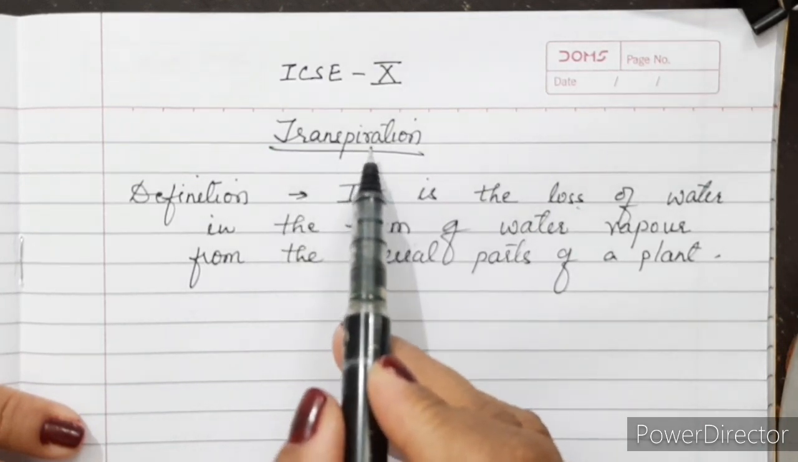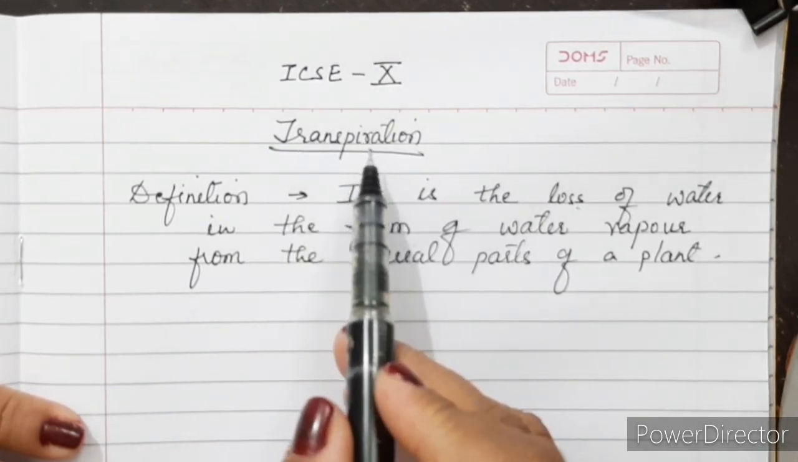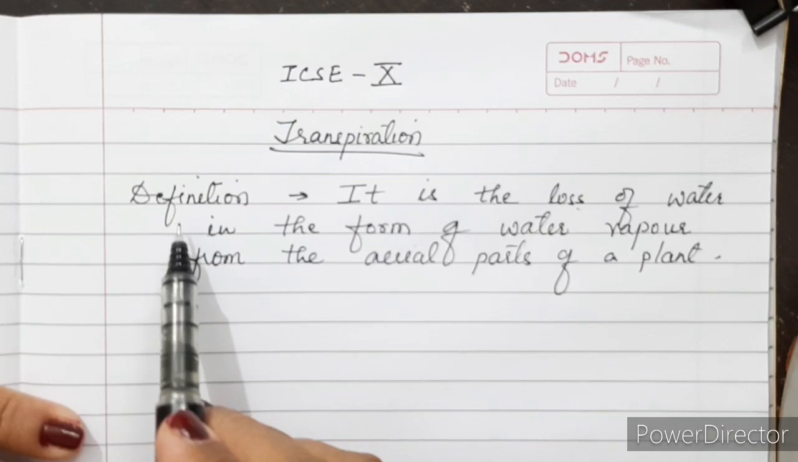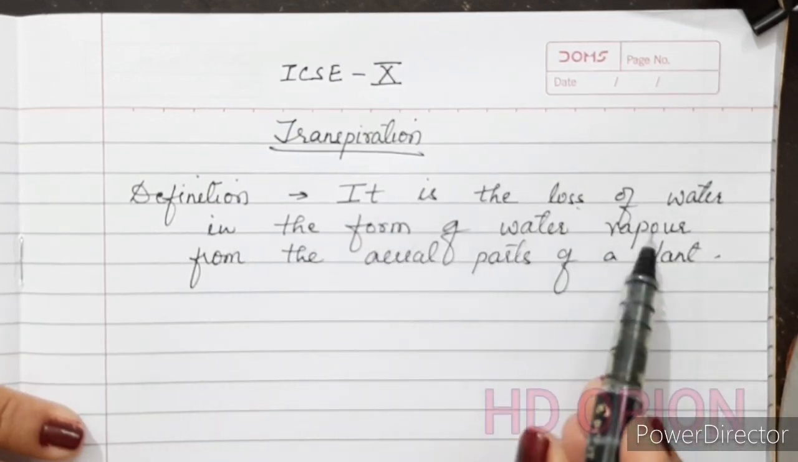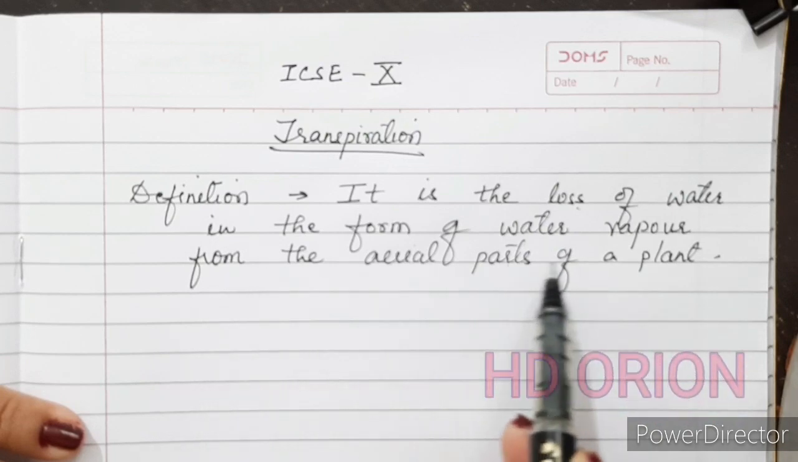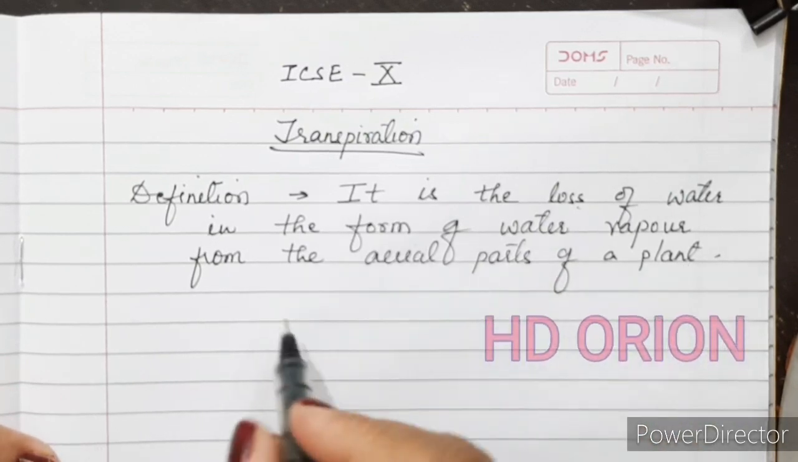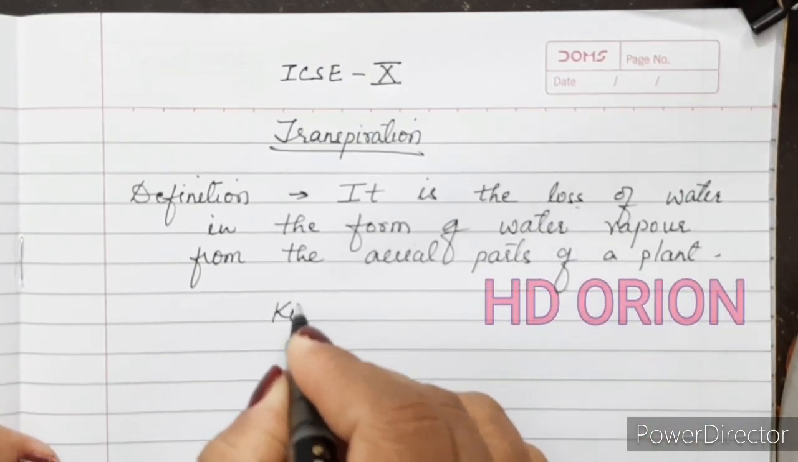The topic is transpiration for ICSE 10th. We'll first study the definition. It is the loss of water in the form of water vapor from the aerial parts of a plant. Let us see the kinds of transpiration.